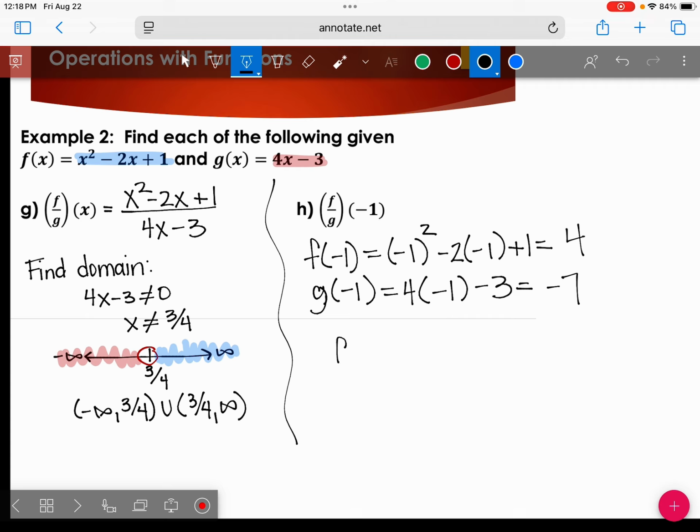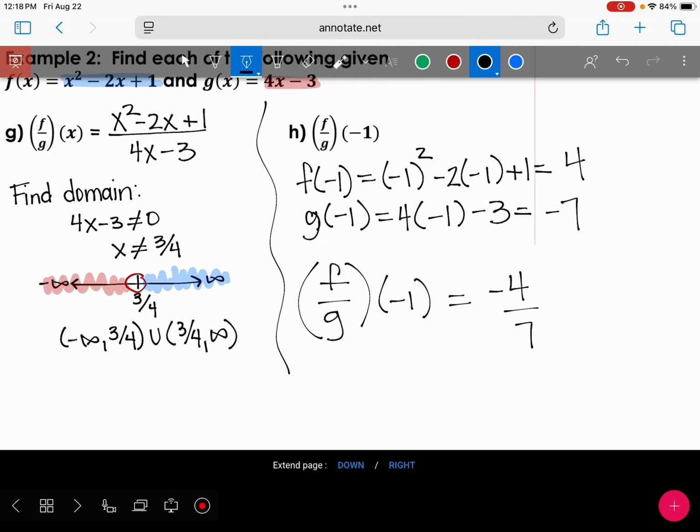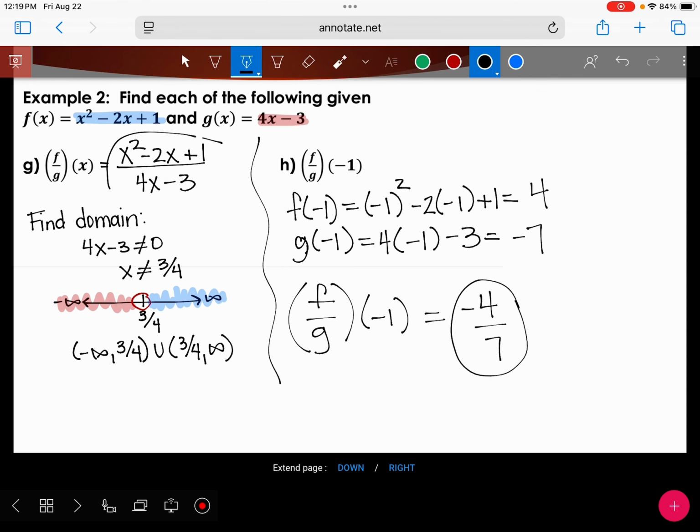All right, so my f over g of negative 1 would just be negative 4/7. It doesn't matter where you put that negative. The negative doesn't have to stay with the 7. It just needs to be in the answer somewhere. And that is my final answer. And this was my final expression.